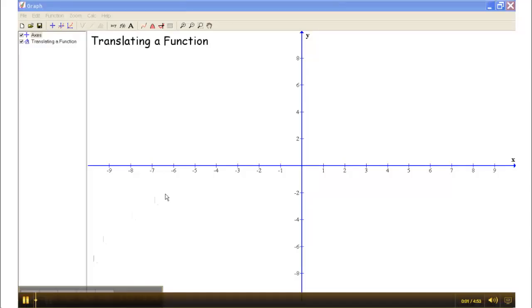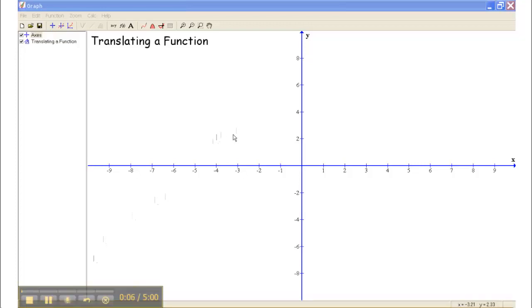Hello. These notes are about translating a function. What I have open now is a program called Graph. It's a free program. You can download it and play with it yourself if you want. And we're going to investigate how to translate or shift a function. Translating is really just another word for shifting a function.